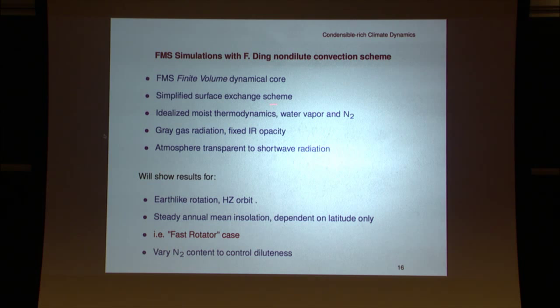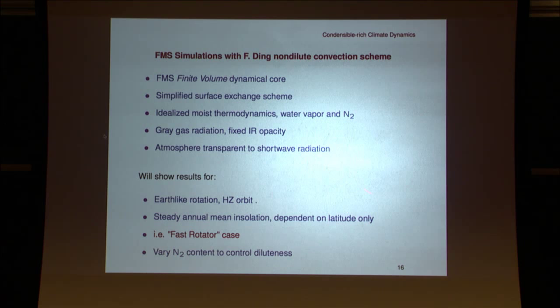These particular simulations are done with fixed infrared opacity. We also can put in a water vapor feedback that makes the infrared opacity a function of the condensable substance inventory. But to keep the focus simple and on the dynamics, in these simulations I'm going to show you, we have just a fixed infrared optical depth of the atmosphere. And again, to focus on the end member limit of a terrestrial type planet, where most of the solar radiation reaches the ground and is communicated to the rest of the atmosphere upwards by convection, we made the atmosphere transparent to the stellar radiation and absorb it all at the ground.